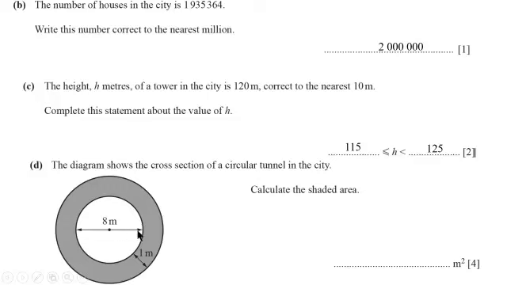So the radius of the inner circle is 8 over 2, which is 4, and the radius of the outer circle is 4 plus 1, which is 5. So the result will be pi 5 squared minus pi 4 squared, which is 25 pi minus 16 pi, meaning 9 pi, and the answer is 28.3. It's very easy. Of course, it's wrong to say that the area is pi times 1 squared. 1 is not the radius, okay?